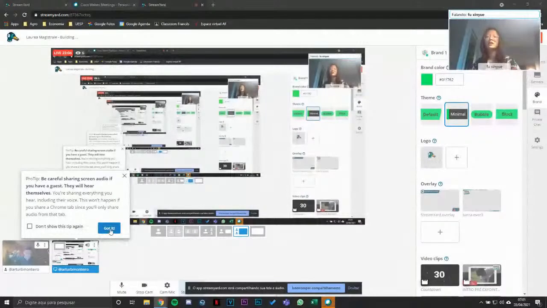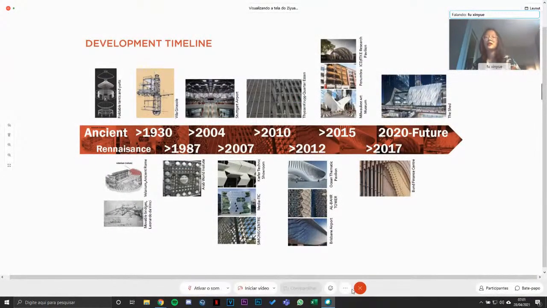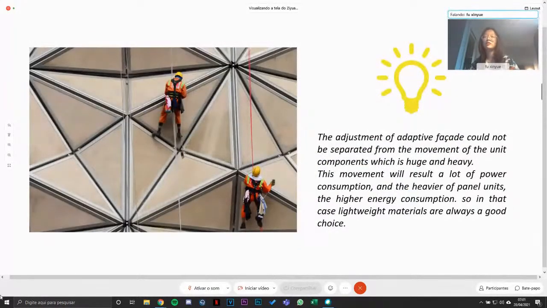Stability. In understanding of building envelope structure, adaptive facade is the direction that designers have been trying. Adjustment of adaptive facade is related to movement of the unit component, which is huge and heavy, which will result in a lot of power consumption. So the lighter material we use, the less energy consumption we will have.